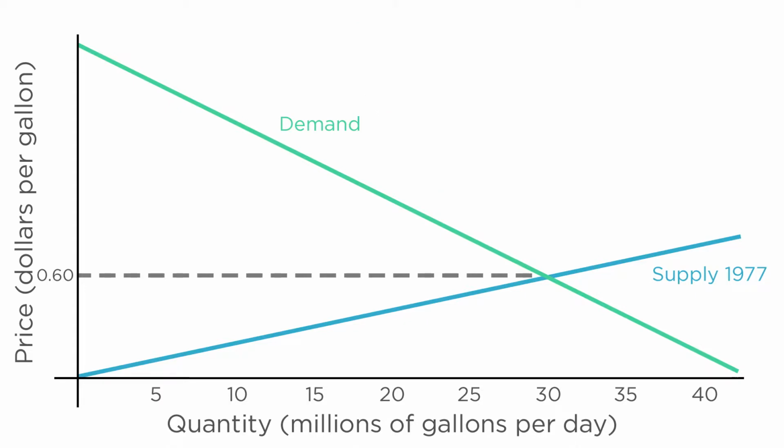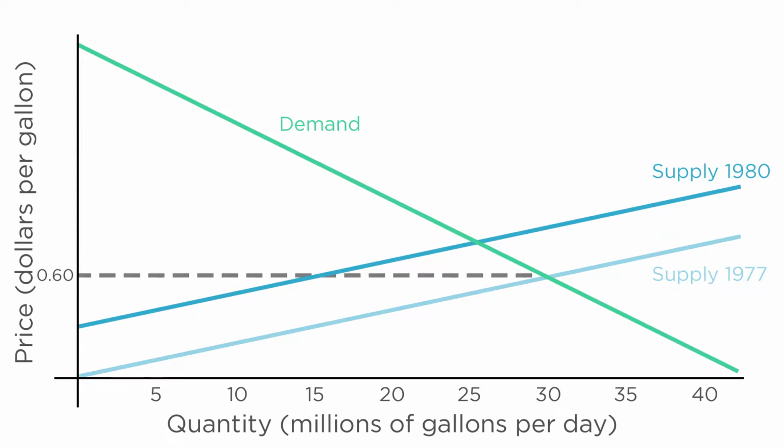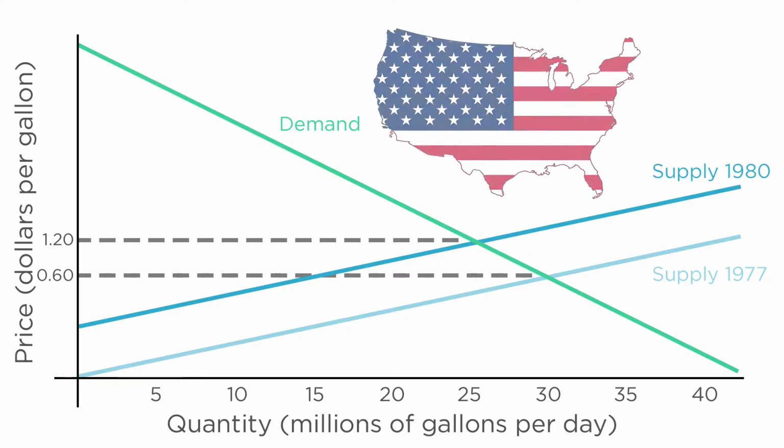At this point in the course, you might be able to predict the result. Supply shifts up. There are fewer companies producing oil. As a result, prices go up. Indeed, the price of gas went from 60 cents per gallon in 1977 up to $1.20 per gallon just 3 years later. As you can imagine, folks here in the United States were not happy. Higher gas prices meant tighter budgets.